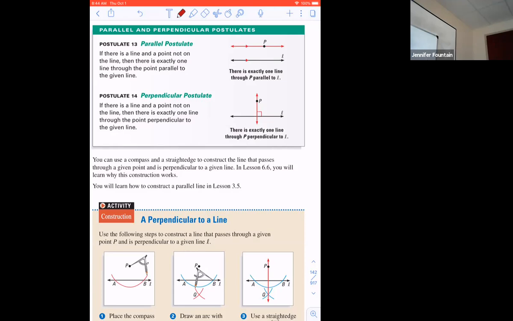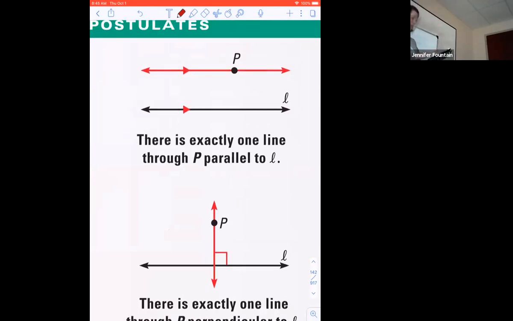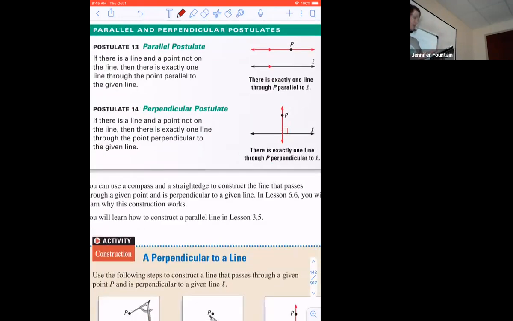And then the perpendicular postulate says that if there is 1 line and a point not on the line, then there's exactly 1 line through the point perpendicular to the given line, okay? So basically, if I had a line and a point, then I can have 1 line going parallel and 1 line going perpendicular, okay?